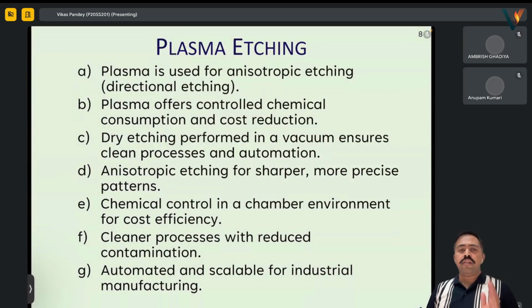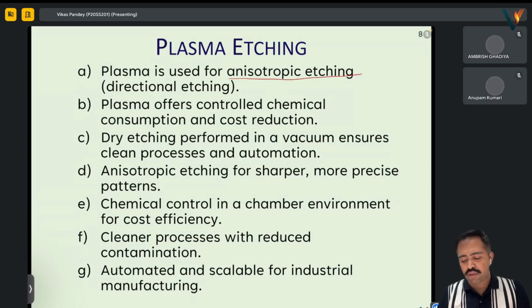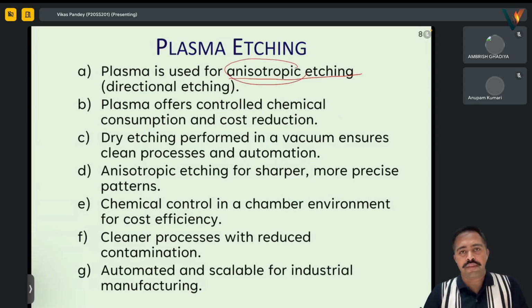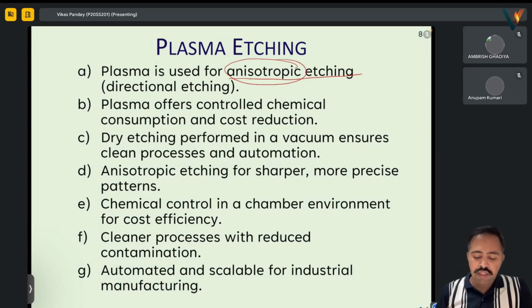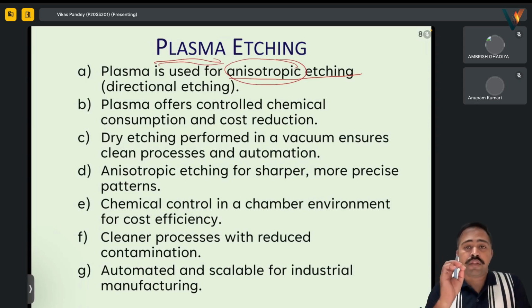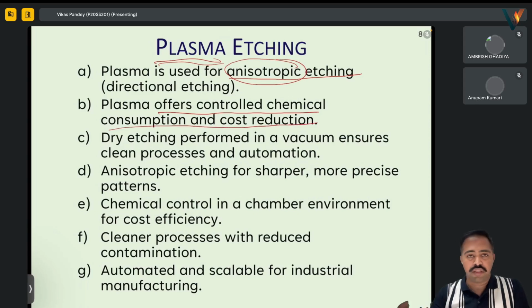So, this plasma is used for anisotropic etching. We saw in the previous lecture that one big problem with wet etching was that we were not able to get an anisotropic etching, because it is mostly isotropic, and we tried many different ways in which we can get anisotropic etching. So using plasma, we are able to get anisotropic etching, that is directional etching, because plasma offers controlled chemical consumption and cost reduction. So here also it will be done chemically. It is not that it is done physically. Here also a chemical is involved, but that is in the form of plasma, not in the form of a wet chemical or a solution.